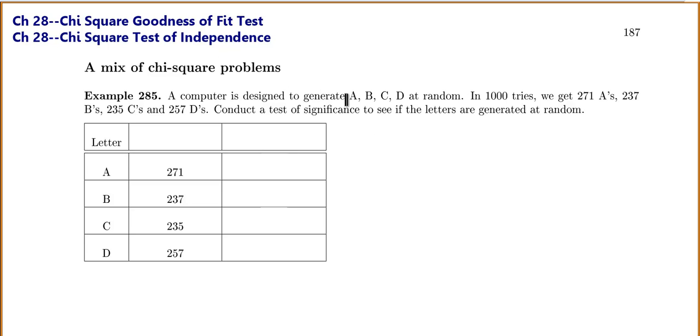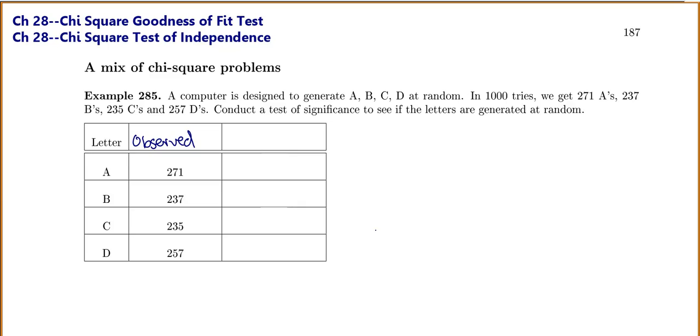So a computer is designed to generate A, B, C, and D at random. In 1,000 tries, we get 271 A's, 237 B's, 235 C's, and 257 D's. So looking at my table, this first column must be my observed, since that's my actual data.